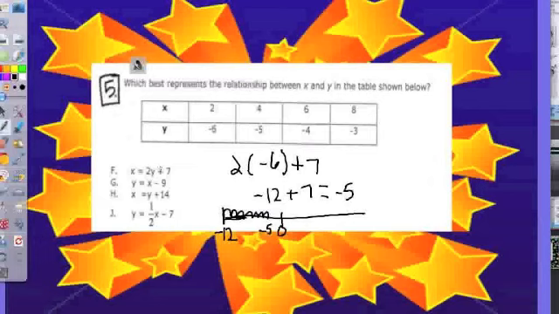Does that satisfy the equation? No. It's supposed to be +2. We know it's not F. Use your own brain and do the rest. I got you through that part.